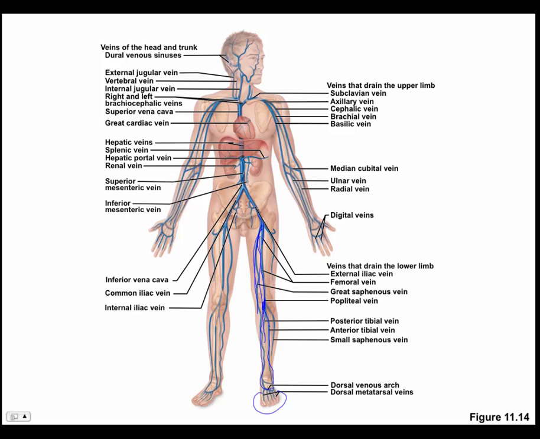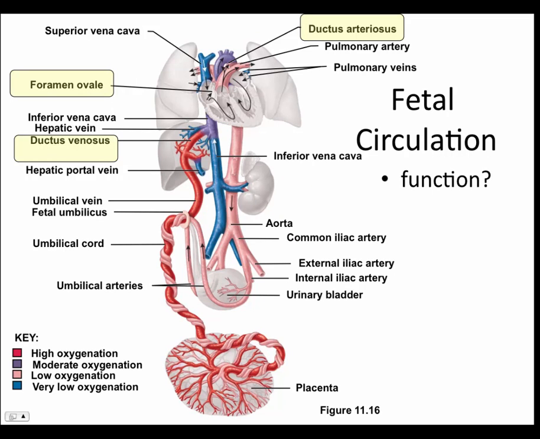This is going to feed into the external iliac vein. Here's your internal iliac vein. They're going to converge right over here to form your common iliac vein. Now both of these collectively, both your right and your left, are going to form the inferior vena cava. So inferior vena cava is going to enter into which chamber? That right atrium.